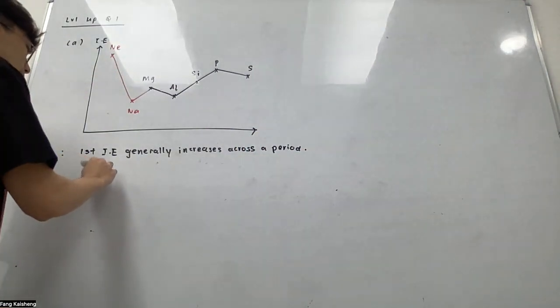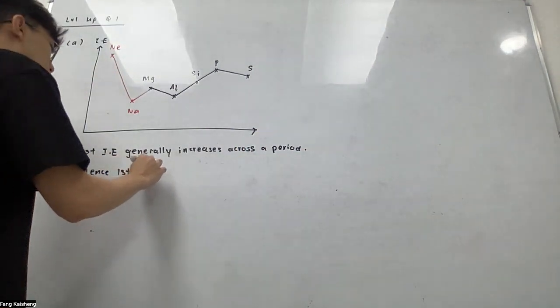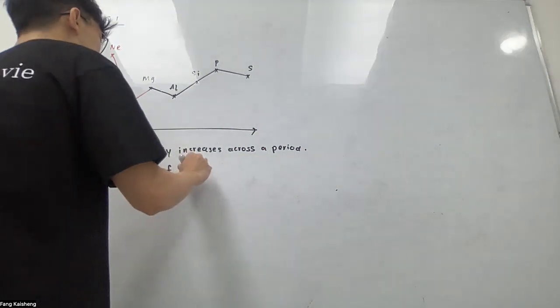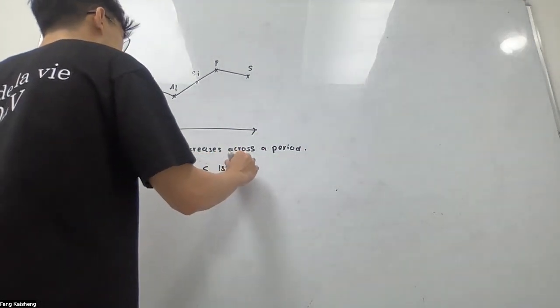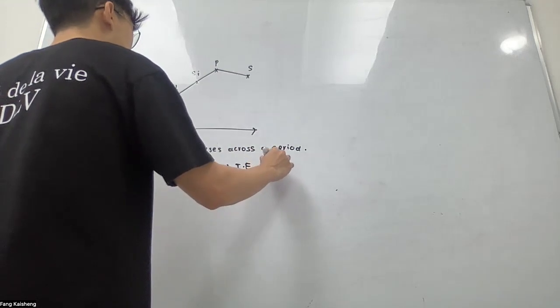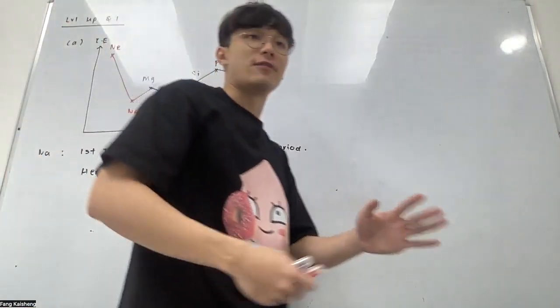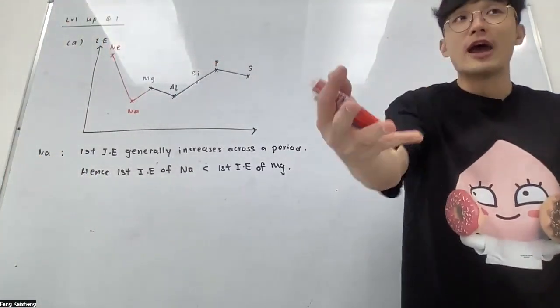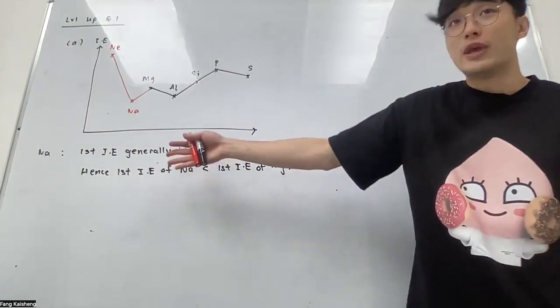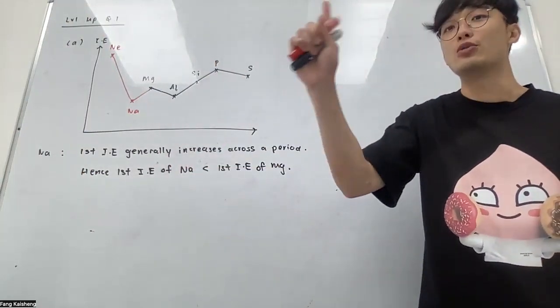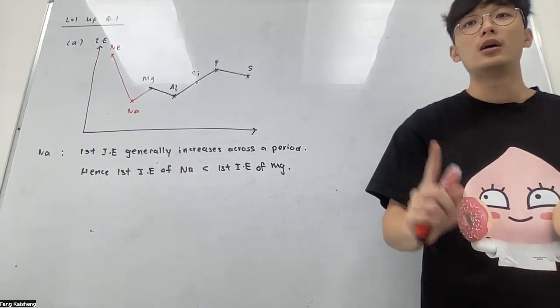Then you can just say, hence, first IE of sodium is less than the first IE of magnesium. Now, we don't have to tell me about what it increases across the period, the effective nuclear charge, all that stuff. We do have time. If you write it, you're not wrong, but you're going to waste a lot of time. It's only for 1 mark. You need to allocate the time yourself.